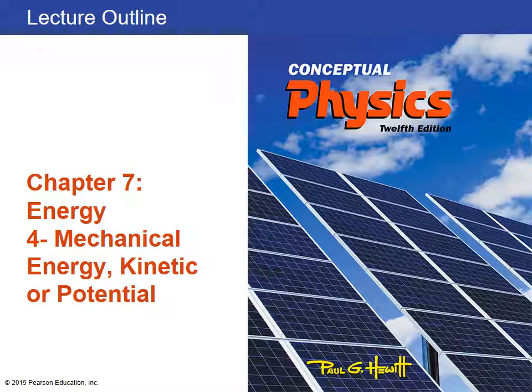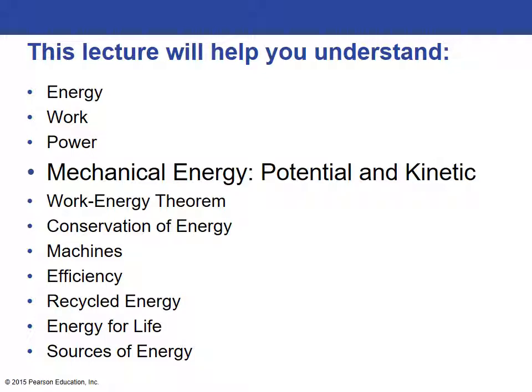Here's the fourth section in Chapter 7 in our physics book. The chapter is about energy, and now we're going to talk about mechanical energy, which we label as either kinetic energy or potential energy. This is a natural outgrowth. We've talked about work and power, and just to give you a hint, coming forward, we're going to talk about how work and energy are related, ending up with the conservation of energy.